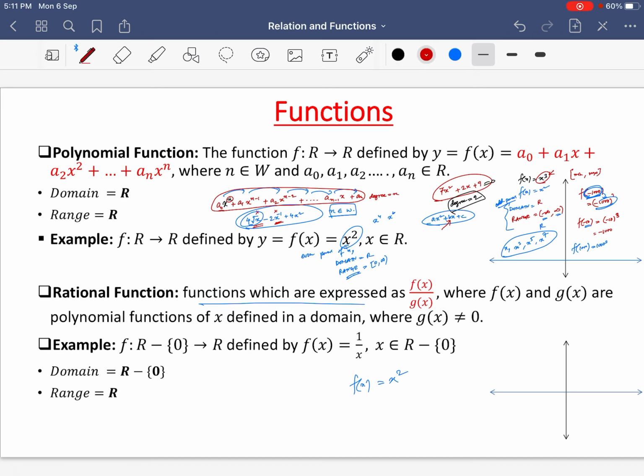Functions which are expressed in the form of p by q, where q is not equal to 0. This was a rational number. Now here we have a rational function. So what is a rational function? These are expressions which are written in the form of f(x) by g(x). It is the ratio of two different functions. This is known as a rational function, where g(x) is not equal to 0.